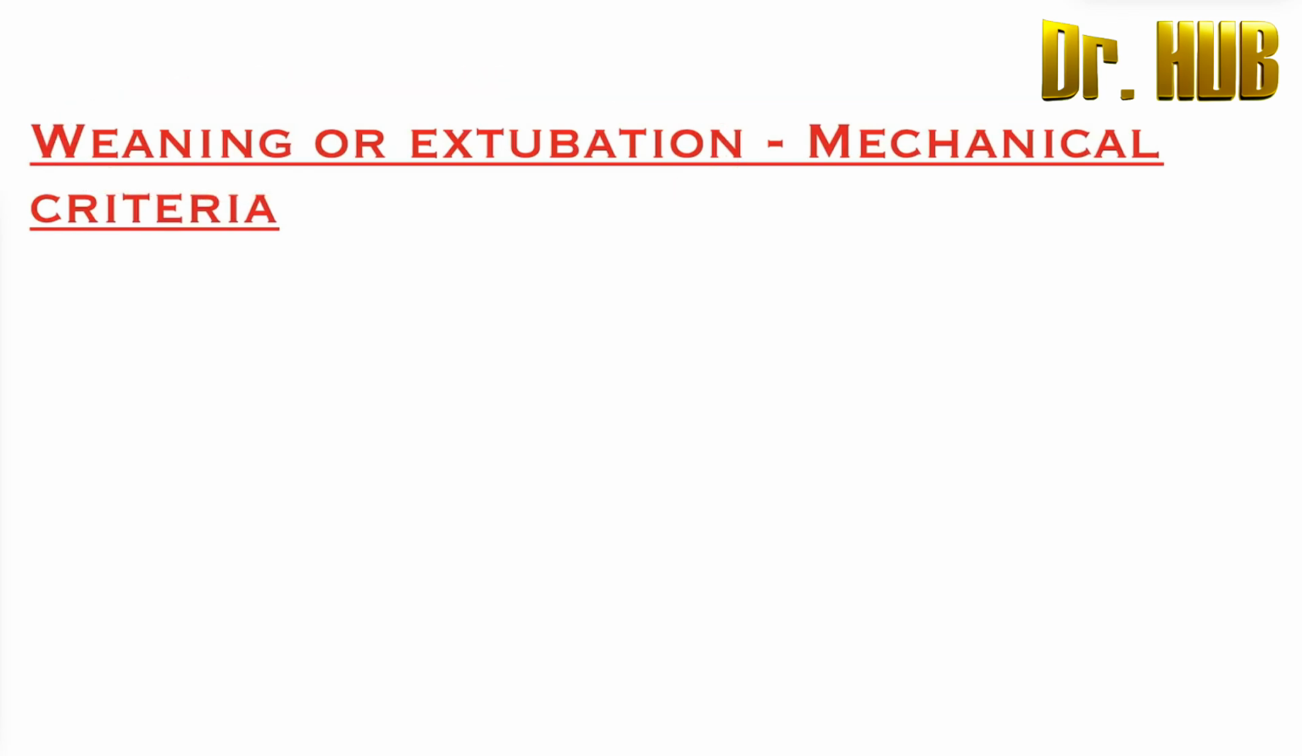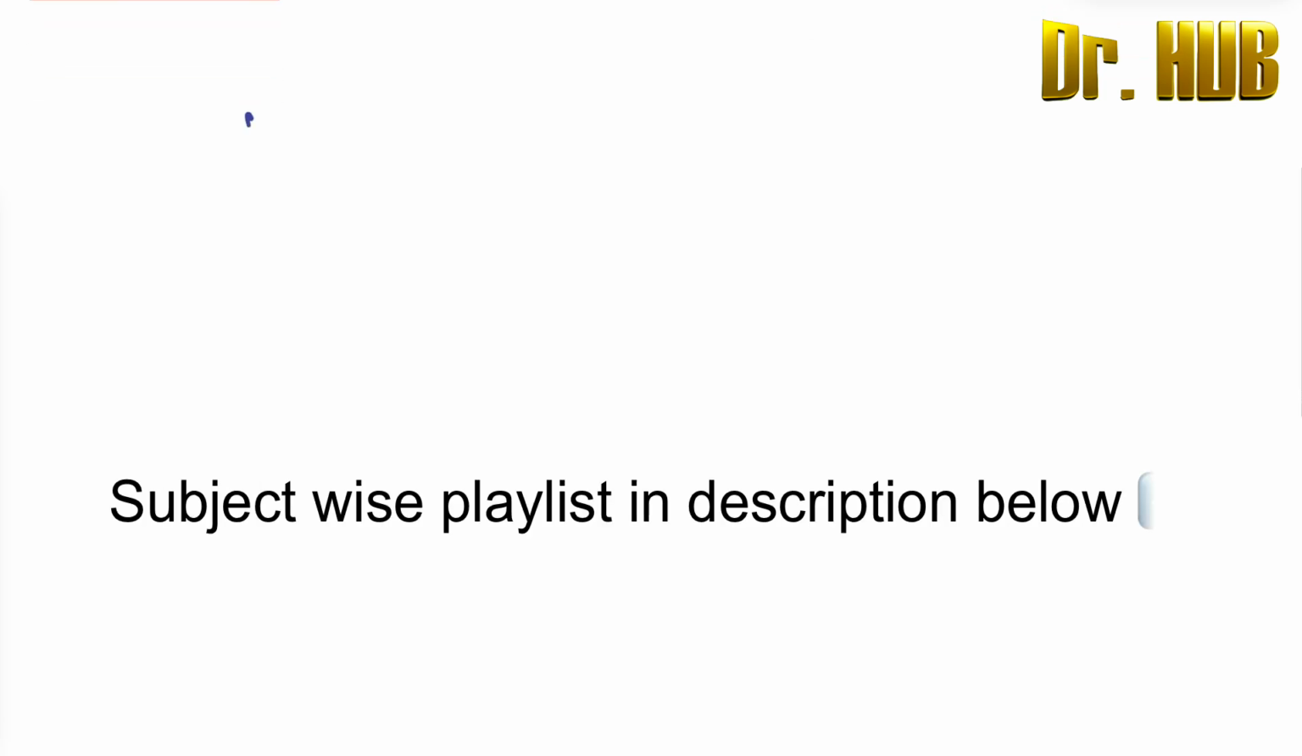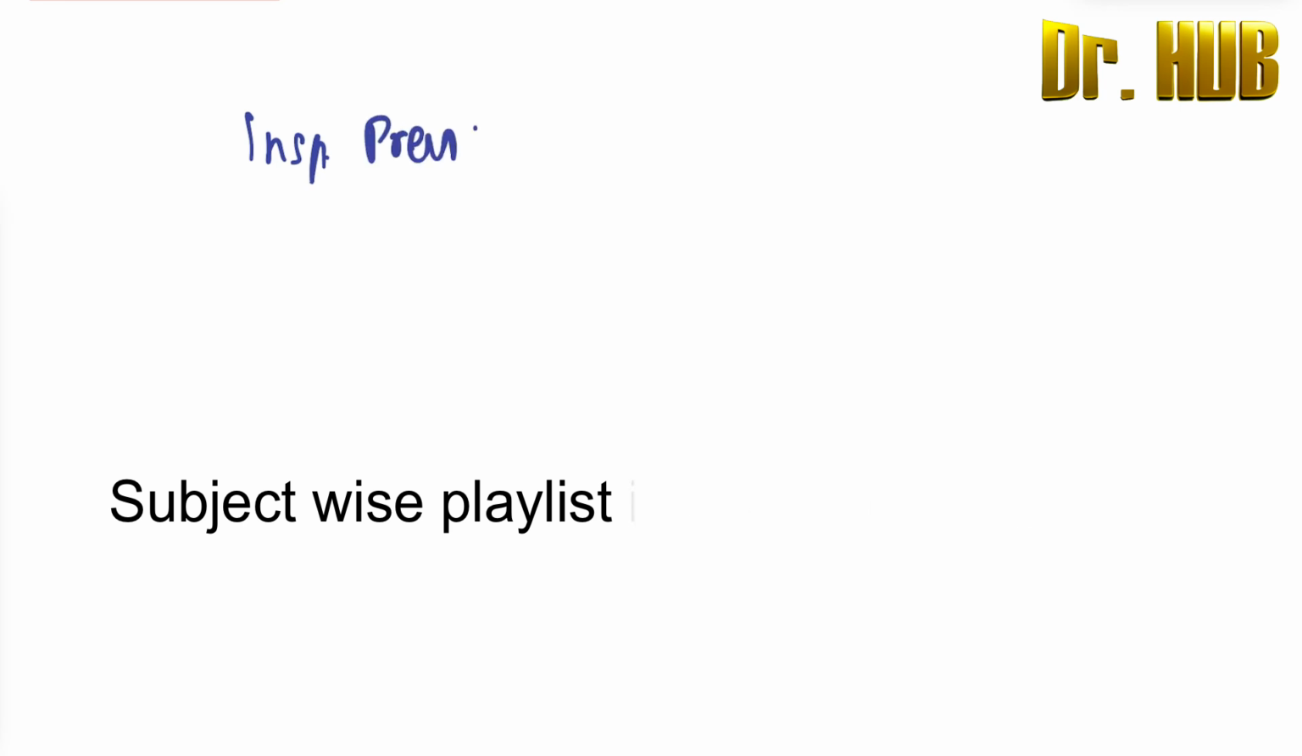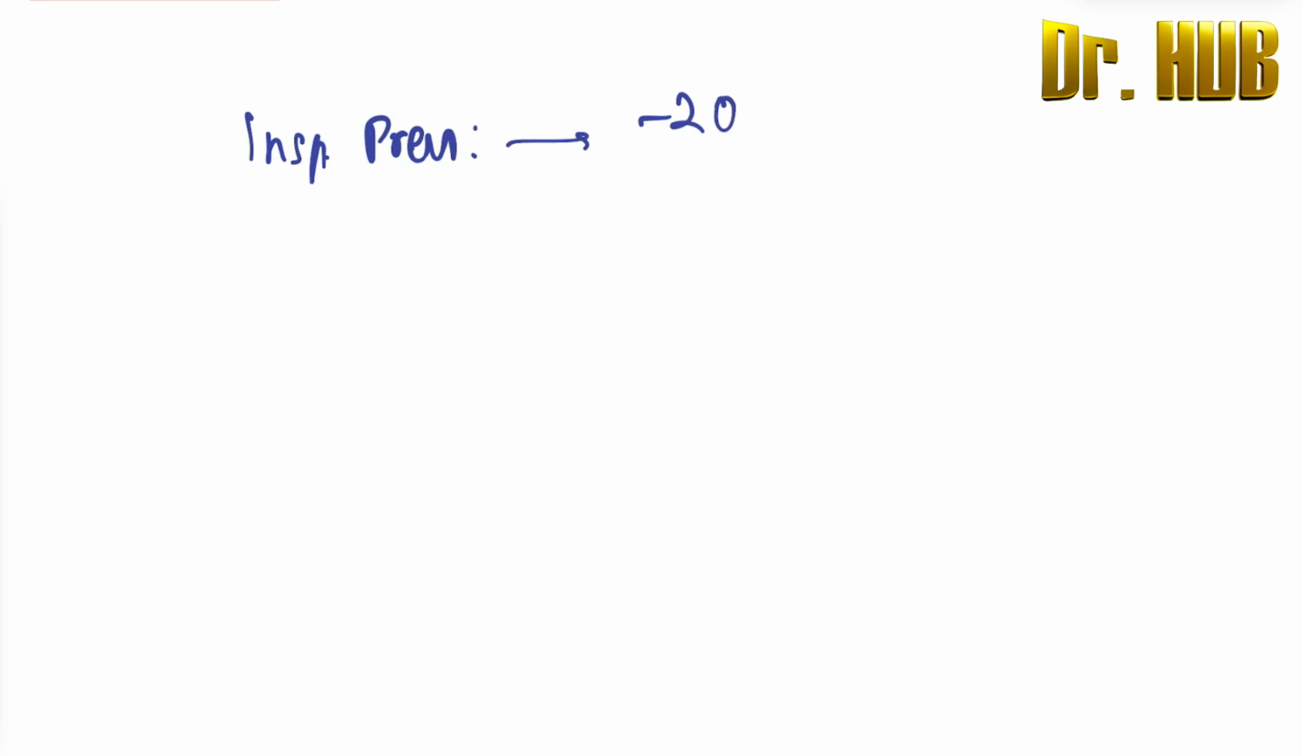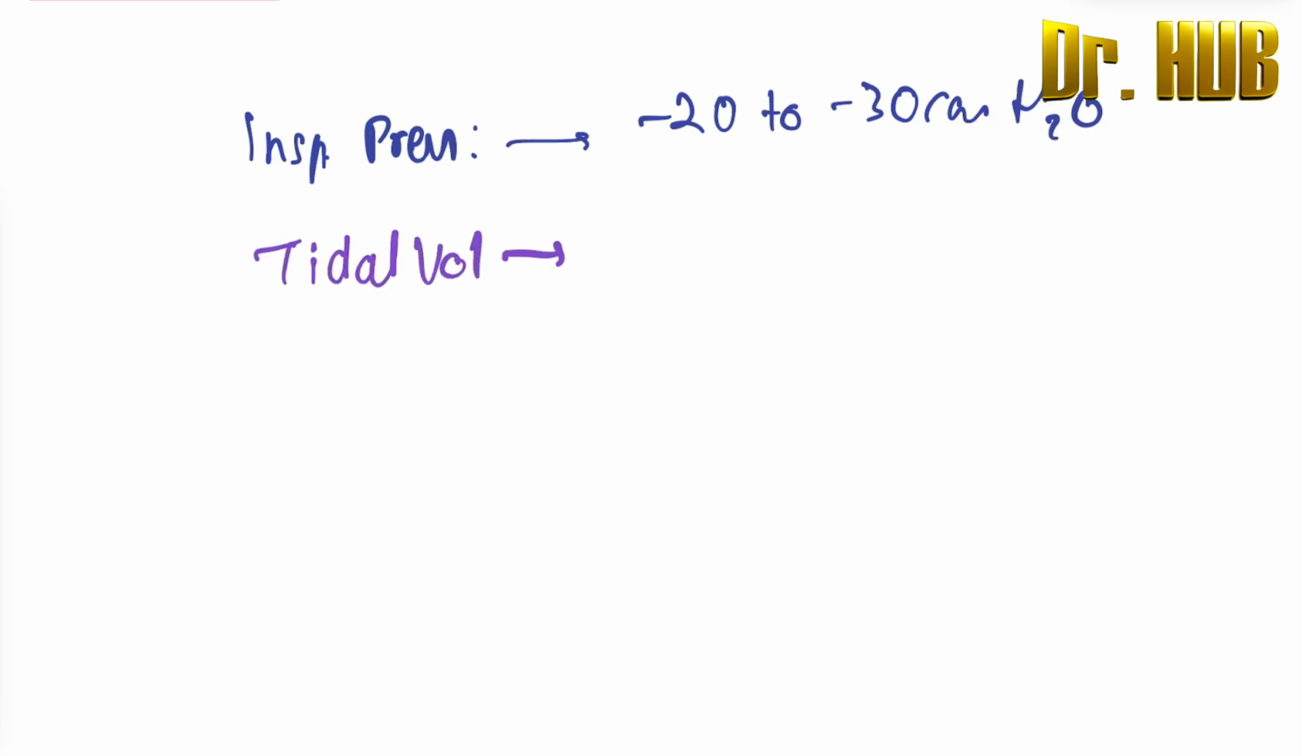Weaning or extubation, we are looking at the mechanical criteria. So we look at the inspiratory pressure. So what is the inspiratory pressure? So when you look at the inspiratory pressure, it is going to be minus 20 to minus 30 centimeter H2O. Next is the tidal volume. So when you look at tidal volume, it will be 4 to 6. So inspiratory pressure is minus 20 to 30 H2O. The tidal volume will be 4 to 6 ml per kg.